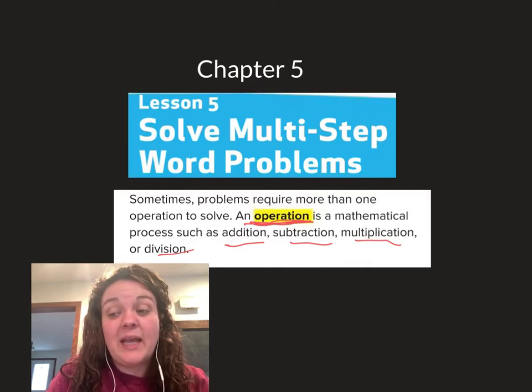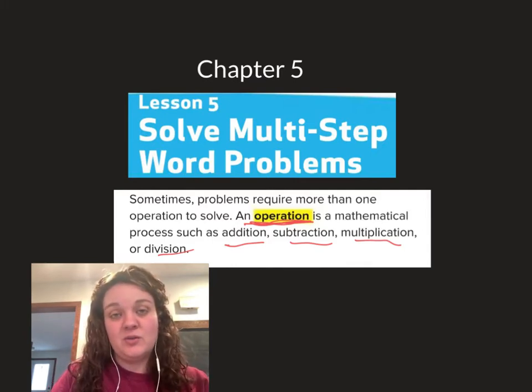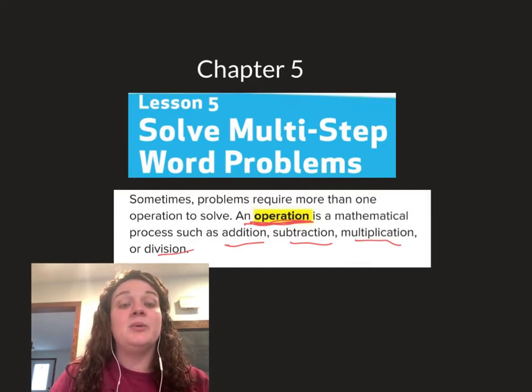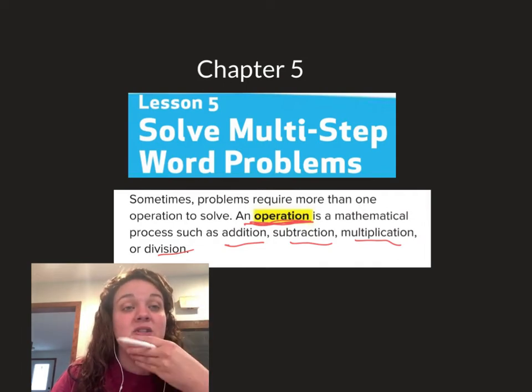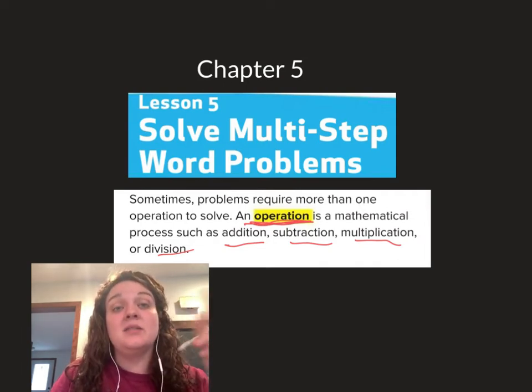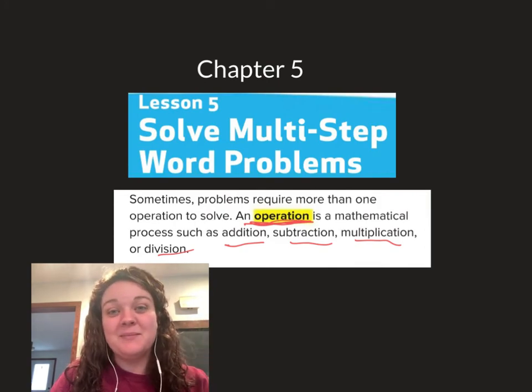Oftentimes I'll ask you, hey, what operation would you use? And so then your brain should go to those four and pick one. Okay, so again, operation is addition, subtraction, multiplication, or division. Okay, so let's solve some multi-step word problems.